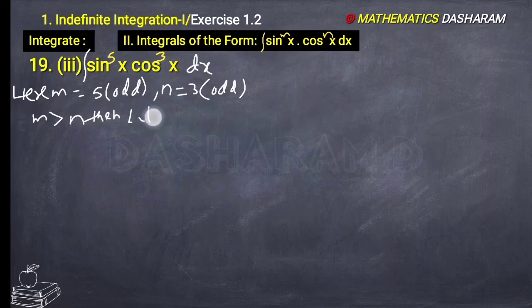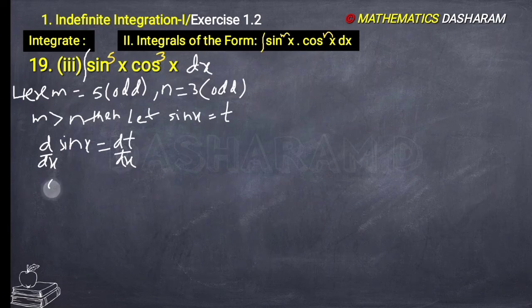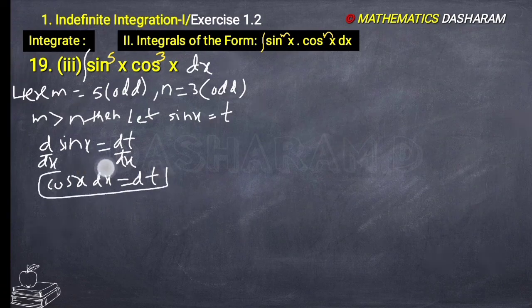So then let sin x equal to t. If m is less than n, then cos x equals t. That means whichever has the highest power should be selected as t. Okay, so now take the derivative on both sides with respect to x. The derivative of sin x is cos x, and dx transposed to the left side, it is equal to dt.